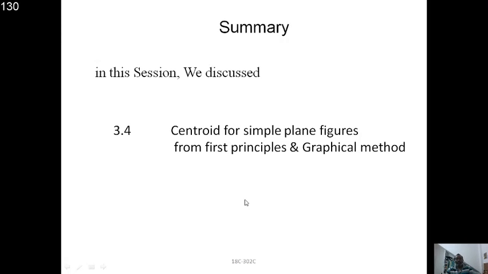So in this session we calculated the centroid from first principles for an isosceles triangle and a circle. Similarly, we also discussed the different basic shapes and how to obtain their centroids using integral methods. The graphical method is also one of the methods of finding the centroid. Hence, we also discussed the polar diagram and funicular polygon methods to obtain the centroid.